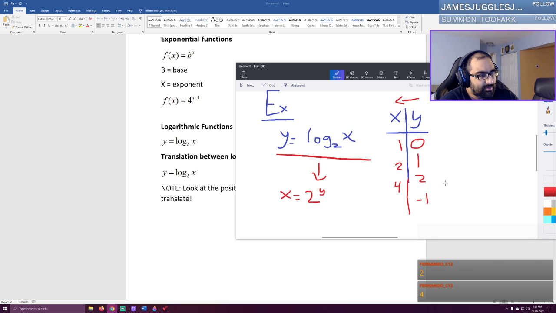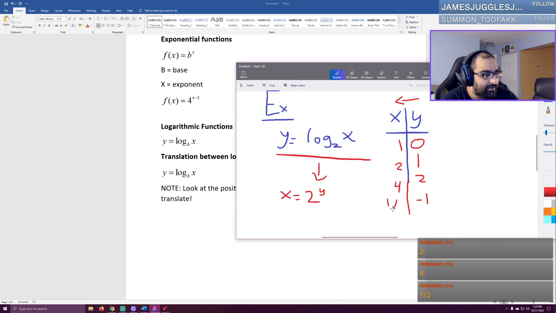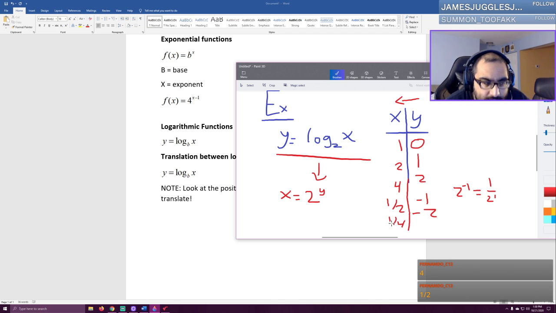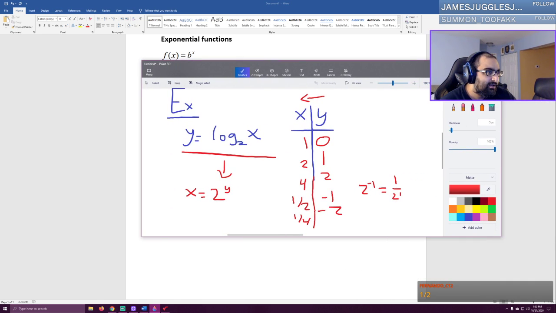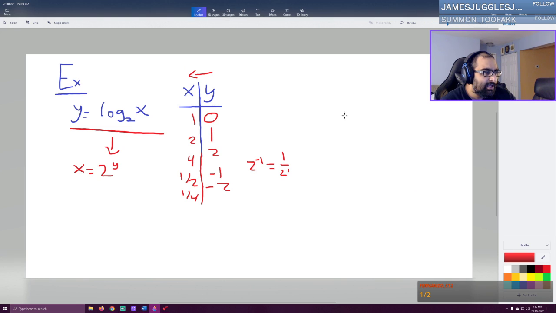About minus 1. Let's say 1/2. Very good. That's right. So again, remember that 2 to the minus 1 equals 1 over 2 to the first. Okay, and then we also have minus 2 here, which is a fourth. Okay, so as you can see here, it's not too hard to figure out what these points are, but these points are markedly different than that of the exponential. Again, everything is kind of in reverse.